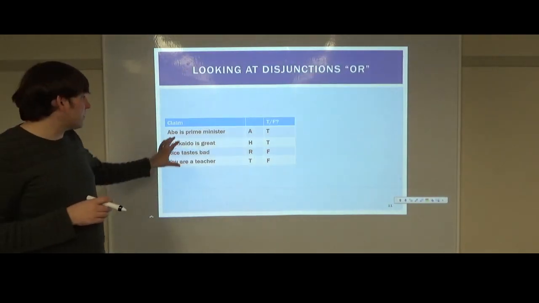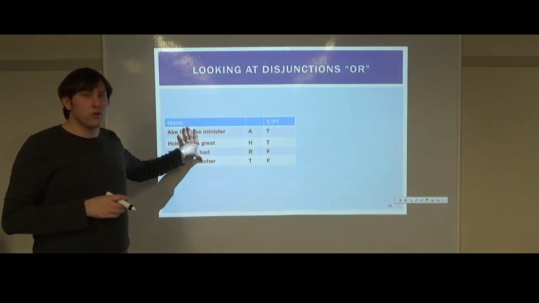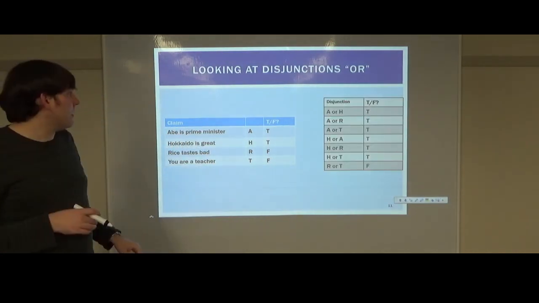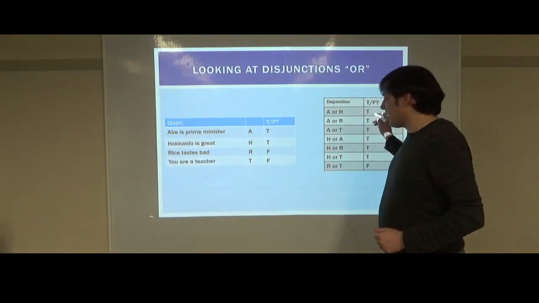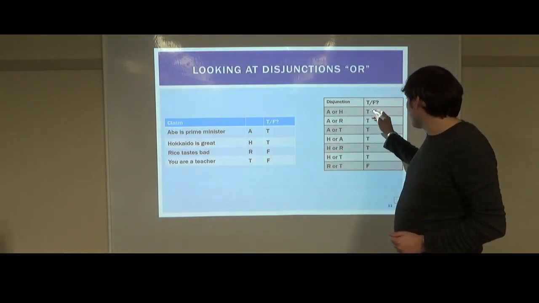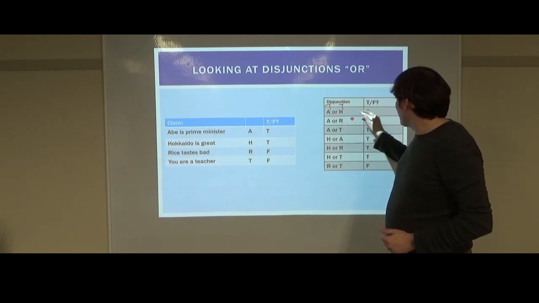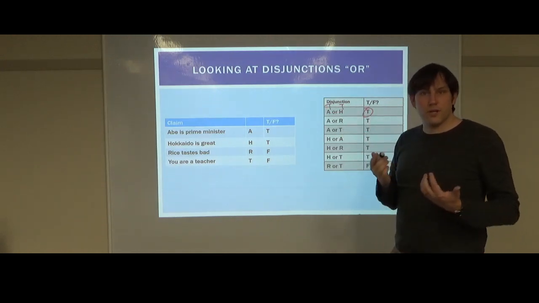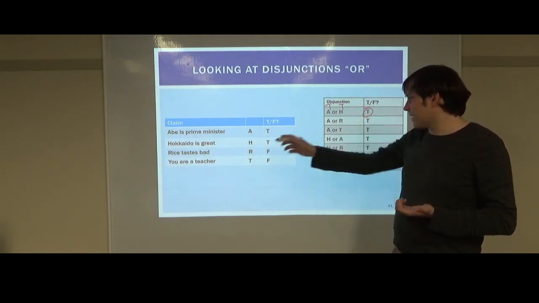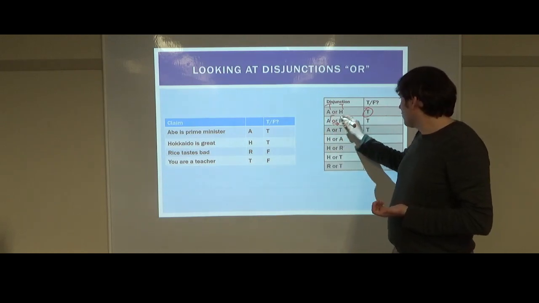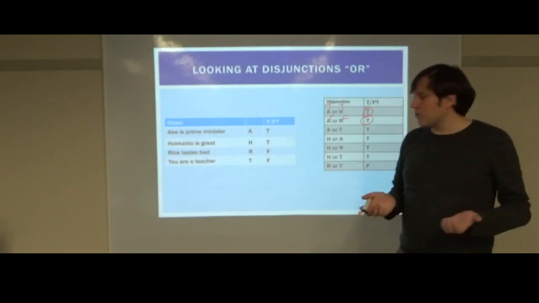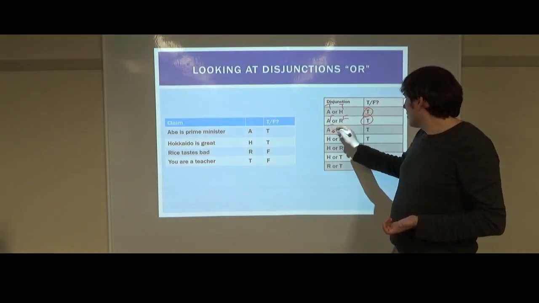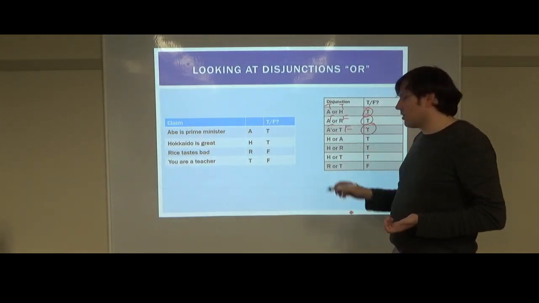Alright, let's look at the same sort of claims, but this time we're doing it with disjunction. So, we have again our claim that Abe is Prime Minister or Hokkaido is great. So we have true or true is true. So Abe is Prime Minister or rice tastes bad. True or false is true. Abe is Prime Minister or you are a teacher. True or false is true.